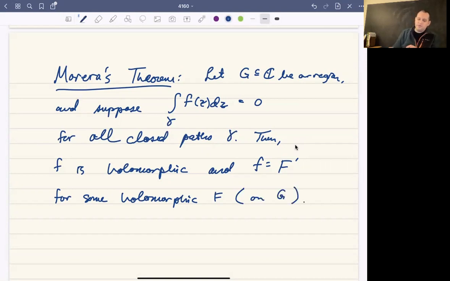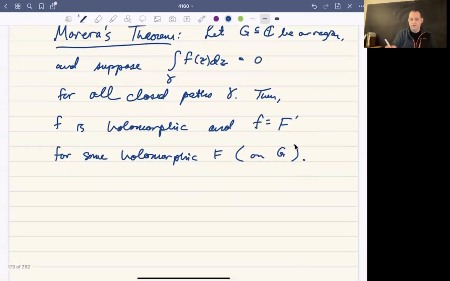So let G be a region. Suppose that the integral of a function is 0 for all closed paths gamma. That implies that f is holomorphic on G, and that little f has an antiderivative, and the antiderivative is also holomorphic on G. Okay, so this is called Morera's theorem. This really is just a combination of all the stuff that we know so far.